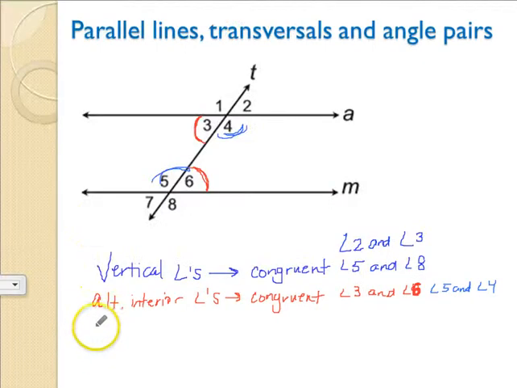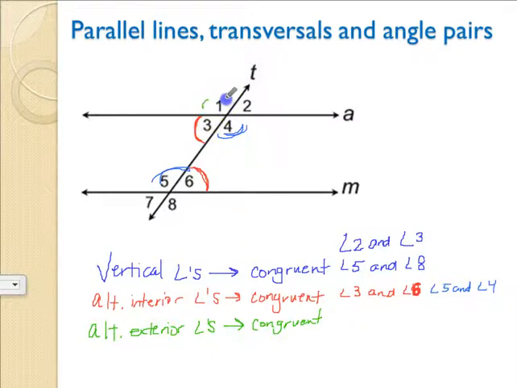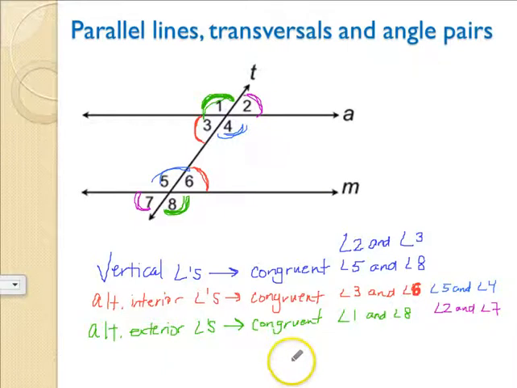And then we also talked about alternate exterior angles. So let's look at alternate exterior angles. And those are also going to be congruent with one another. So they will have the same angle measurement. They're going to be alternate on different sides of the transversal and then exterior to the parallel lines. So angle 1 and angle 8 is one set, as well as, if we look at angles, what would that be? 2 and 7 would be our other set. Angle 2 and angle 7. So those are alternate exterior angles, and they have to be congruent.